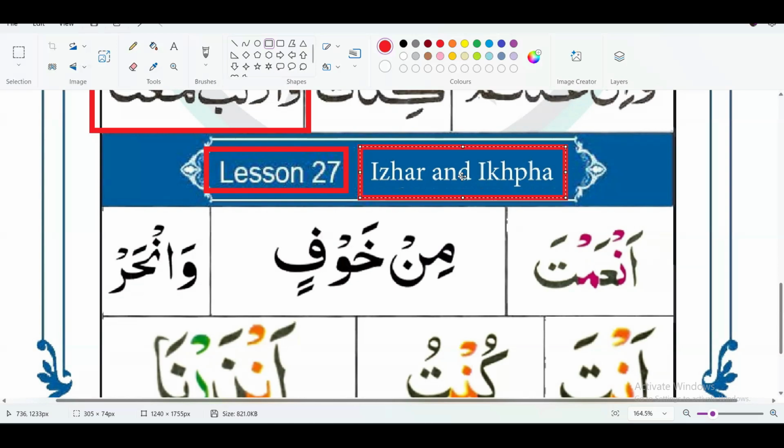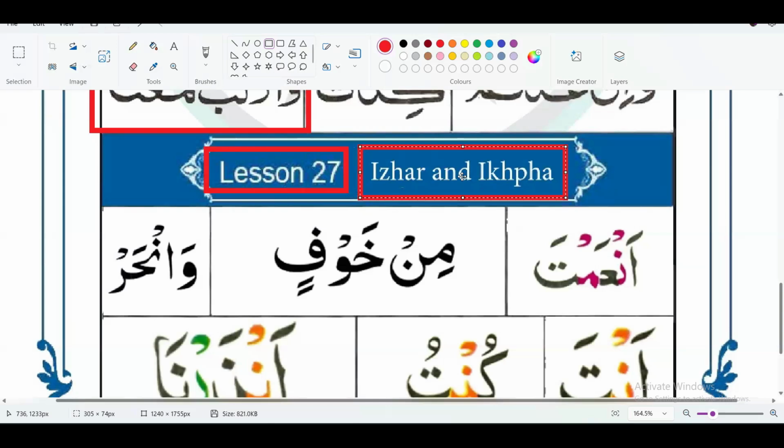Why are we learning two rules in the same lesson? Because they are inverse to each other, vice versa. If anywhere after Noon Sakin or Tanween we have to apply Izhar, then Ikhfa cannot be applied there. Similarly, if we have to apply Ikhfa, then Izhar cannot be applied there. Got it? So now let's first understand the definition of Izhar.